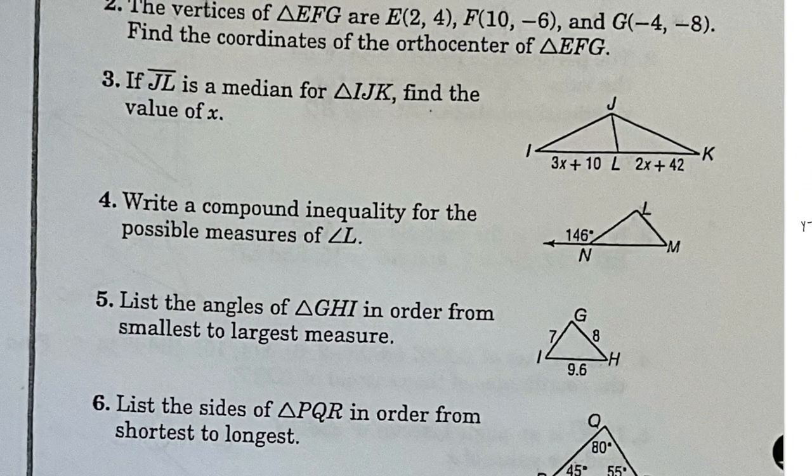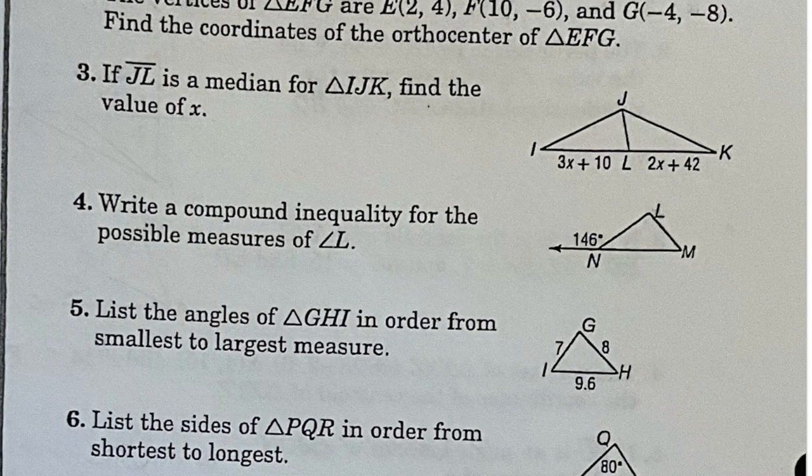Compound inequality for the possible measures of L. So, according to the exterior angle inequality theorem, we know that whatever L is, it's got to be less than the exterior angle, right? So we could write that down. L is less than 146. Now, is there anything that we know that L has to be greater than? The only thing I could think of is that L has to be greater than zero, right? If L was zero, then it wouldn't even really be an angle in a triangle. So L has to be greater than zero.